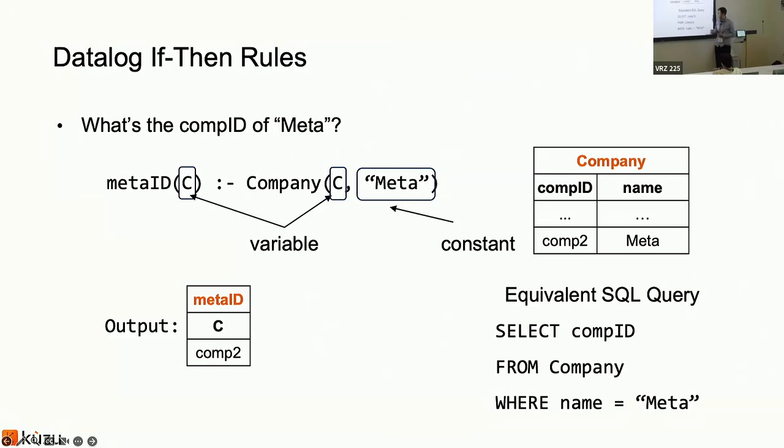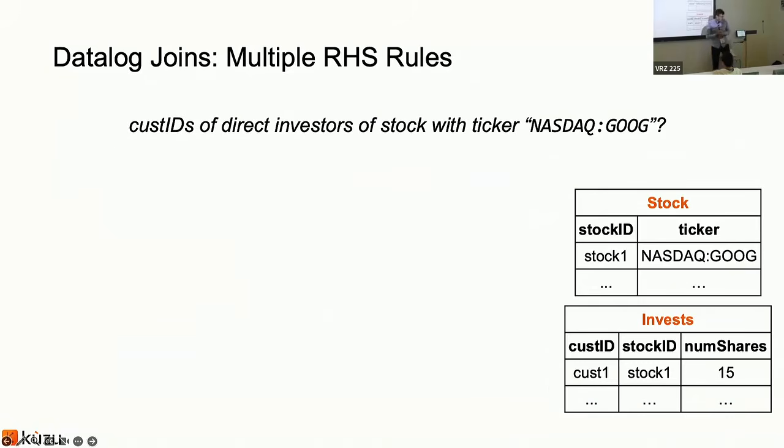So the equivalent SQL query would be written this way, just so you can compare, right? But let's take something more interesting. Let's take this question: What are the customer IDs of direct investors of stock with ticker NASDAQ Google? So who are the direct investors of Google, NASDAQ Google? Right? So you need to essentially perform a join. In this case, you require a join because part of the information is in the stock table and part of the information is in the invests table.